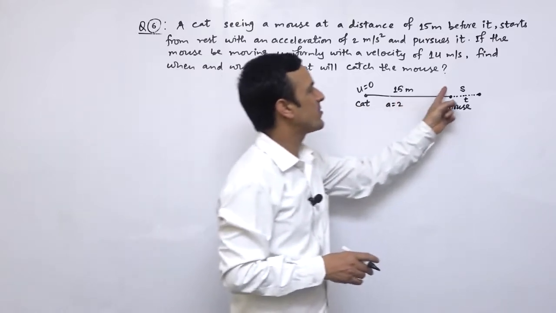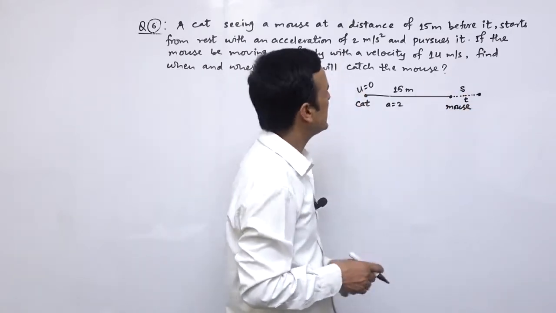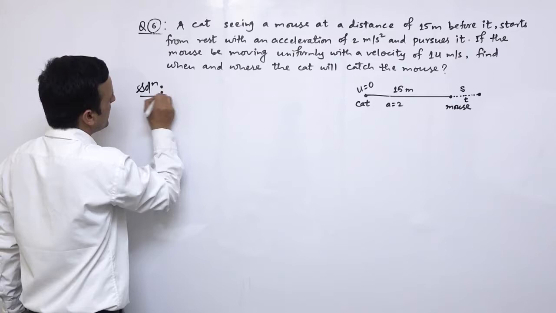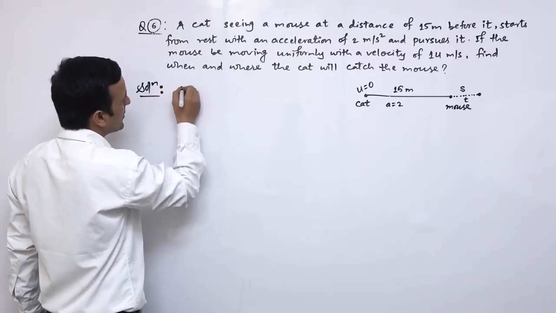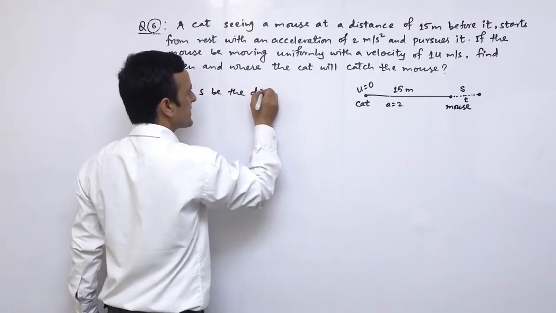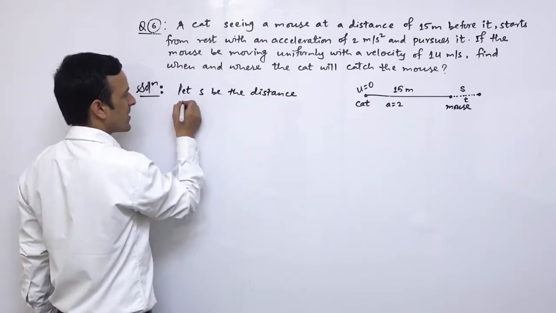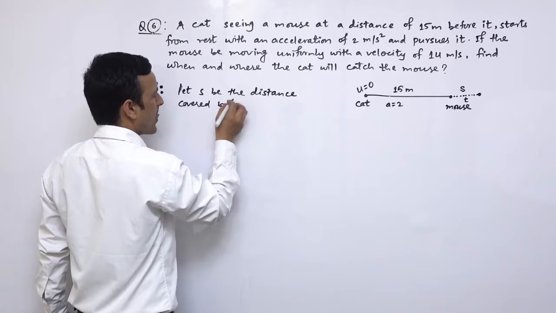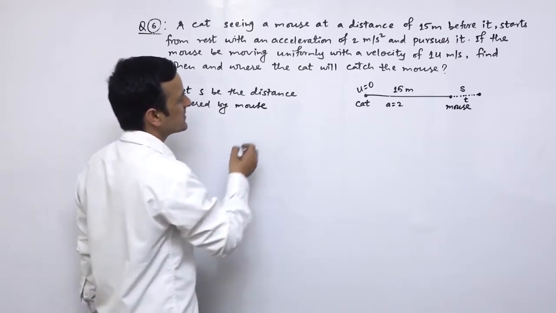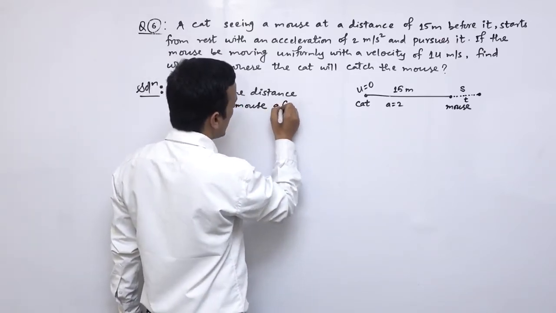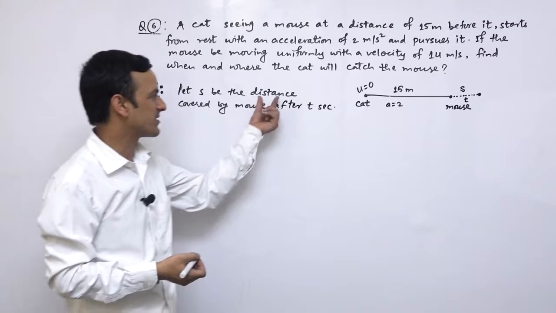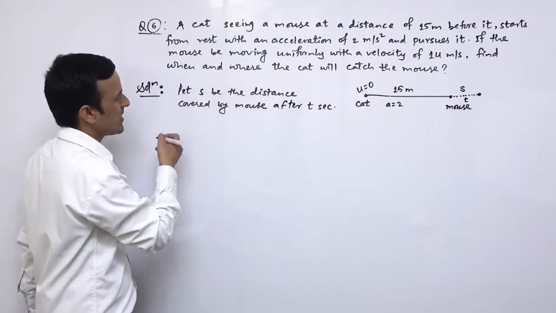velocity cha, uniform velocity cha, and find when and where the cat will catch the mouse. Cat le kati distance cover garda ra kati time ma mouse lai catch garcha bhanera hamile nikalnu paryo. So in this case we solve it by this one. So let s be the distance covered by mouse. Distance covered by mouse after t second. T second pasi le cover gareko distance lai hami yes manna sakchhau mouse ko lagi.